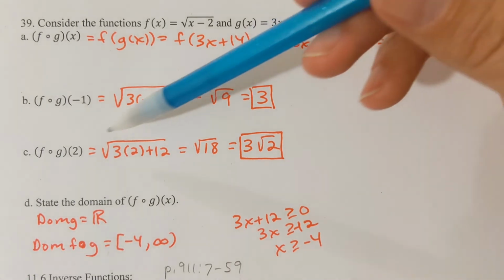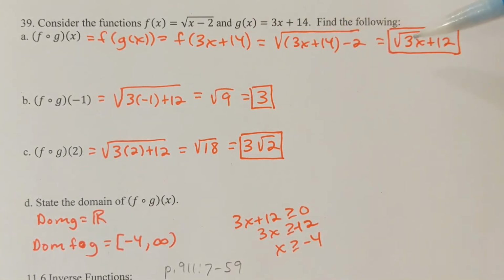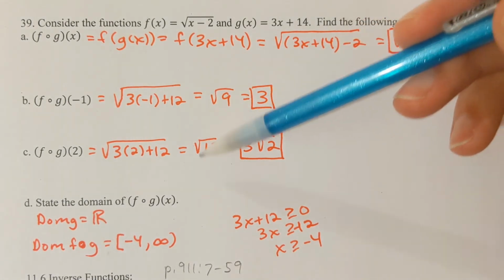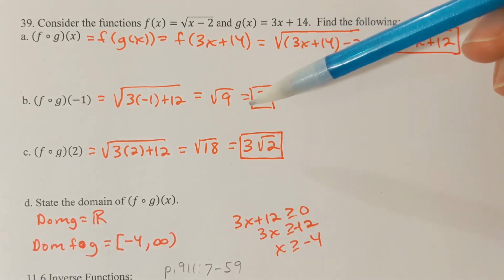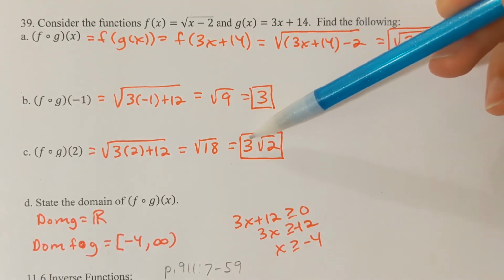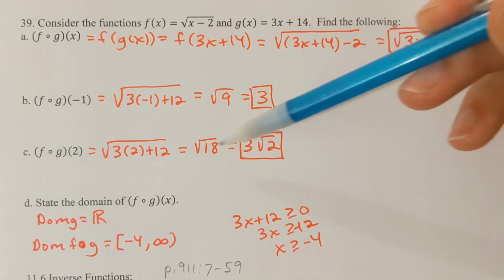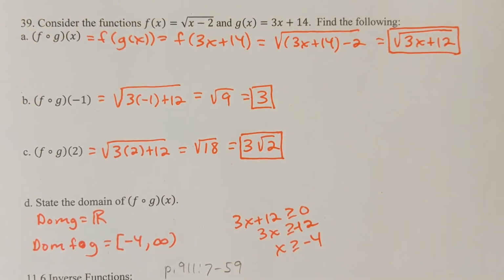How about what if I wanted to plug 2 in? 3 times 2 is 6, plus 12 is 18. Root 18 is going to break down using 9 and 2. Square root of 9 is 3, right? So 3 root 2, that would be the simplified form of the square root of 18. And of course, simplify as far as you can go, like any other problem that we've been doing.